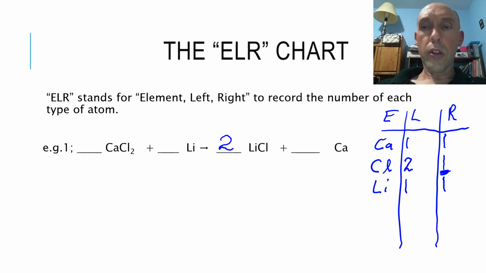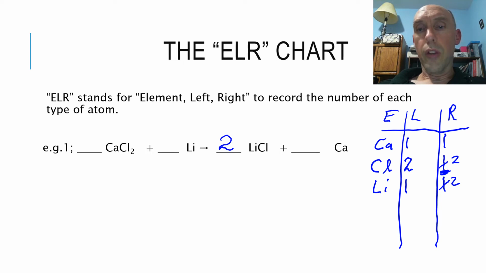And as soon as I do that, I get 2 things happening, because that 2 distributes over the lithium and the chlorine. So that means I'm going to have not 1 lithium, but 2, and not 1 chlorine, but 2. And so at this point in time, we're saying, great, I got the chlorine balancing at 2 and 2, but I messed up my lithium.